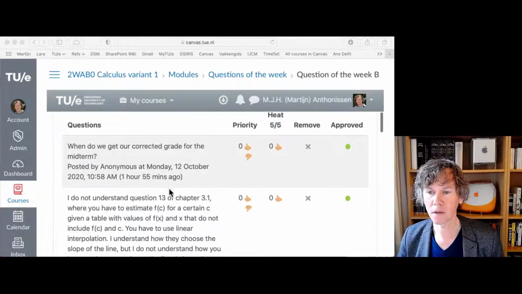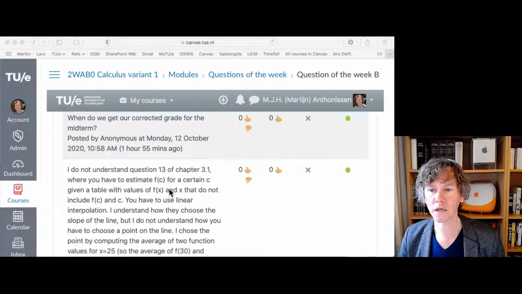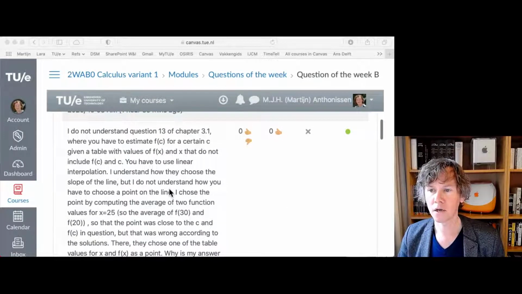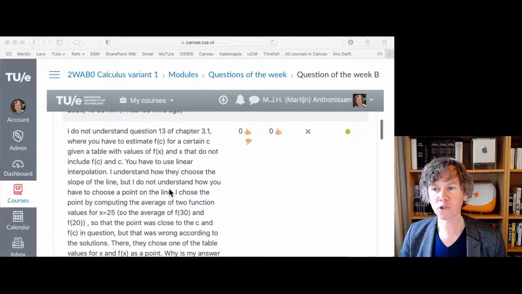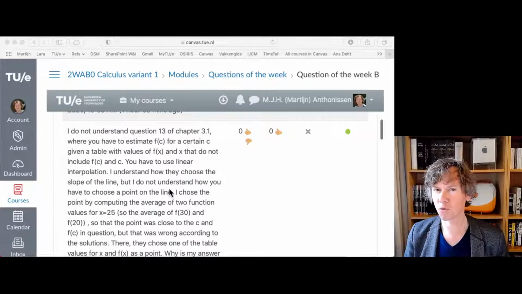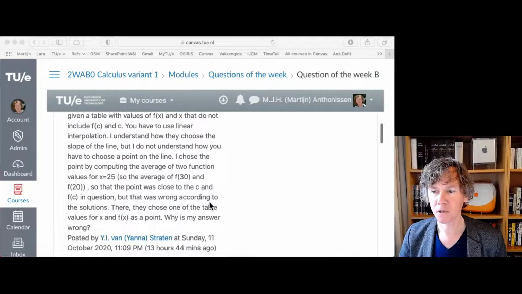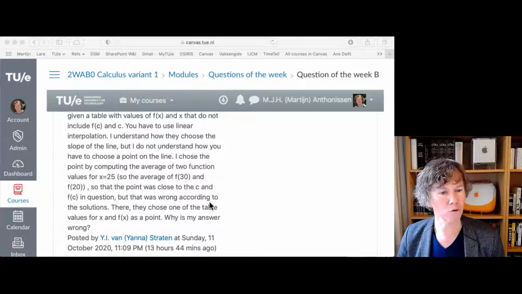Okay. So next one is a question about question 13 of chapter 3.1. As I told you before, since I'm working at home, I have a paper copy of the 5th edition at university, but here at home I only have a digital version of edition 4. And I looked up this question, so I copied the question to my iPad. So let's switch to my iPad screen.